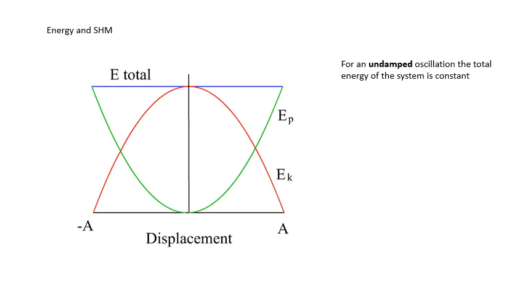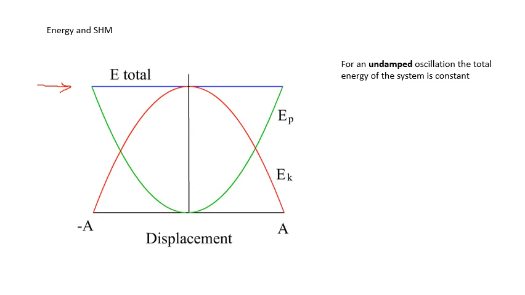So, energy and SHM. What happens to the energy of the system? Now, if the system is undamped, damping means that we lose a little bit of energy, or a lot of energy sometimes, every cycle. And we lose energy because of friction. So we lose energy to the surroundings because of friction. If it's undamped, then that means that the total amount of energy of the system stays the same. So looking at this graph here, the total amount of energy of the system, of the pendulum swinging, of the mass bouncing up and down, the total amount of energy stays the same.